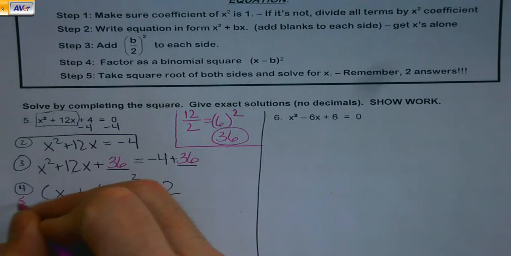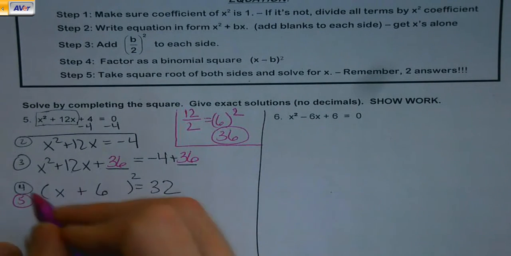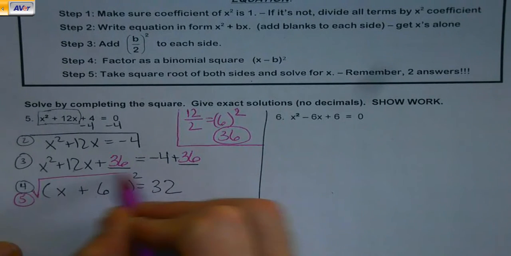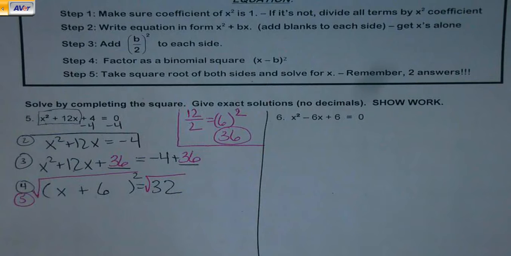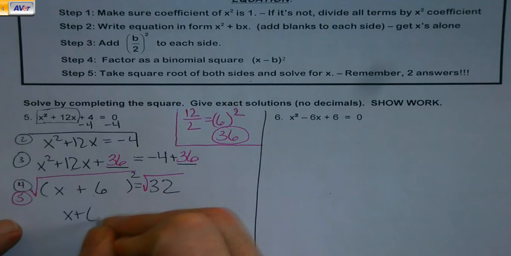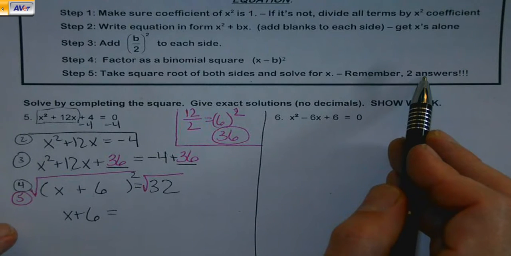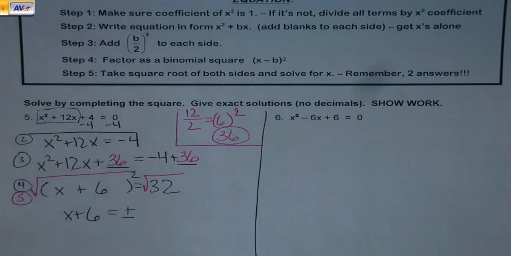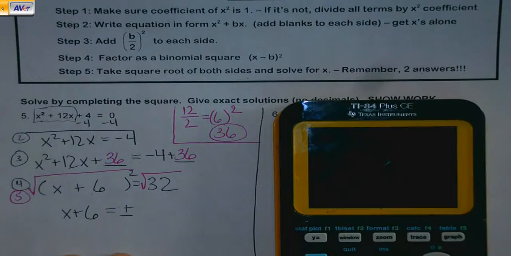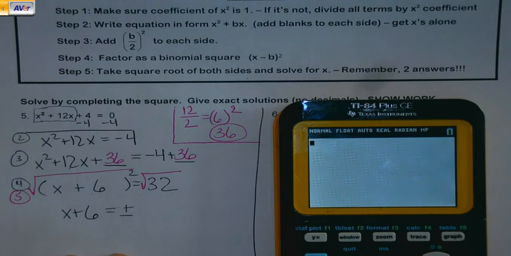Because now, just like we just got done doing, to get to the x, that parentheses and the squared are in my way. So I'm going to take the square root of both sides. Because squared and square root are opposites. They cancel. Remember, we're going to get 2 answers. So as soon as I do the square root step, I got to do plus minus. And just to make sure, give exact solutions, no decimals. Now, wait a minute here. Oops, let's clear that out. Square root of 32. Well, that would be a decimal, so I can't do that.